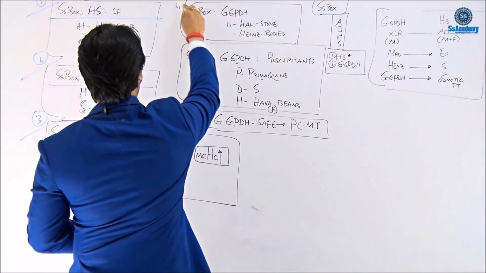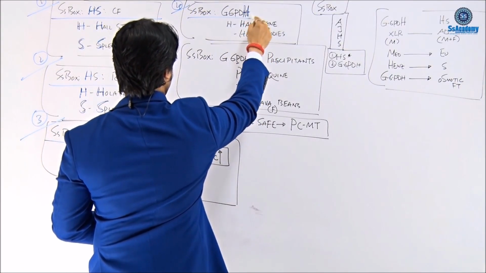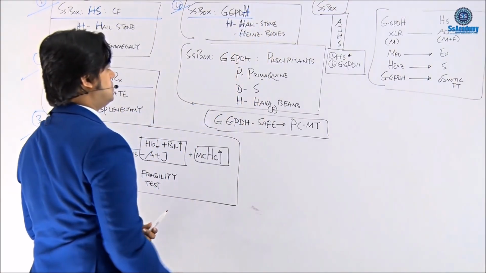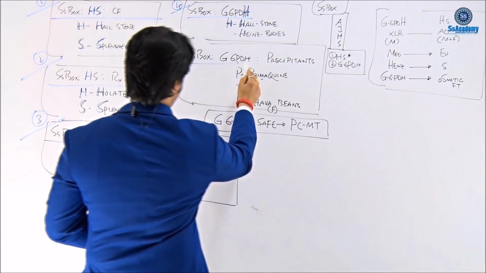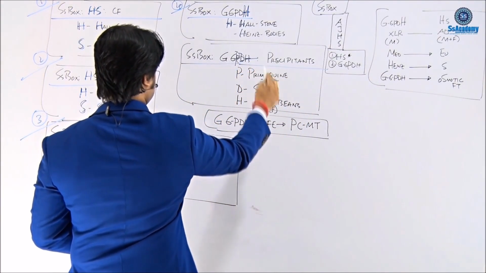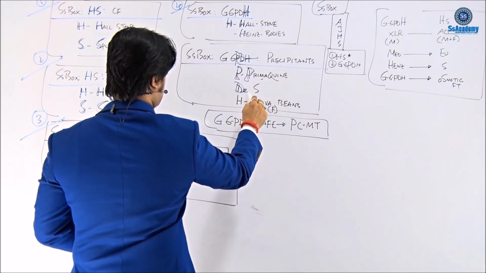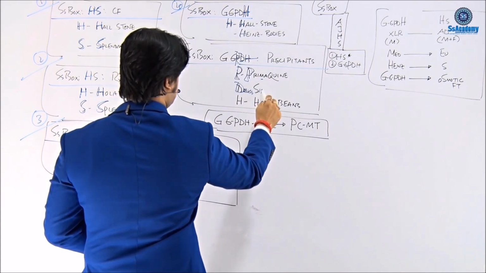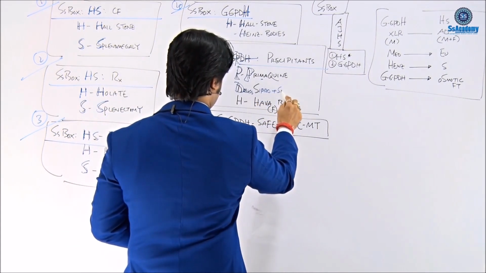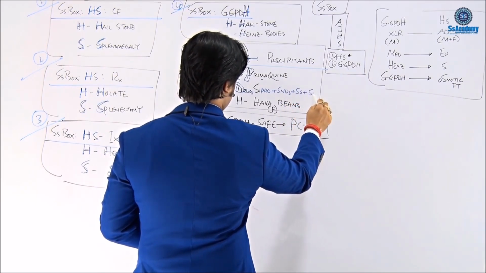Number 4 box: you see the G6PD, H once again, H for Holstone and H for Heinz bodies that we need to remember. And G6PD once again, the precipitants are PDH: P for primaquine, D for drugs, and these drugs are ciprofloxacin, then sulfonylureas, then sulfasalazine, and sulfonamides.